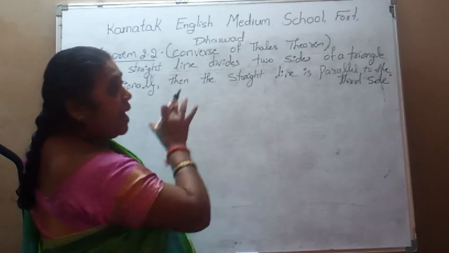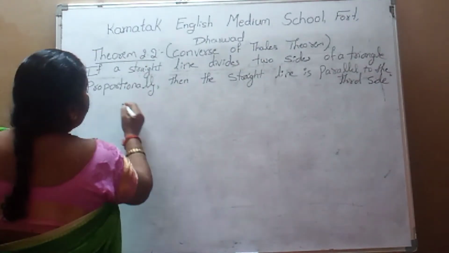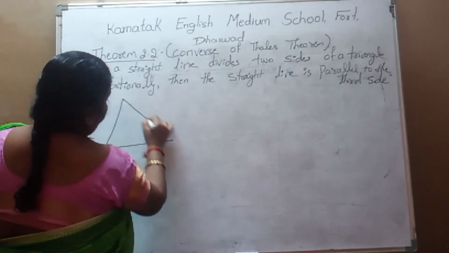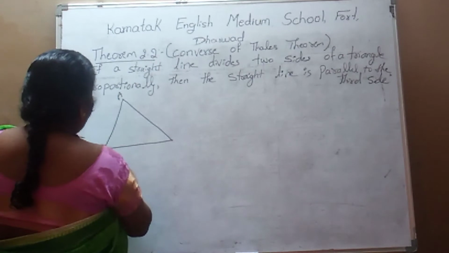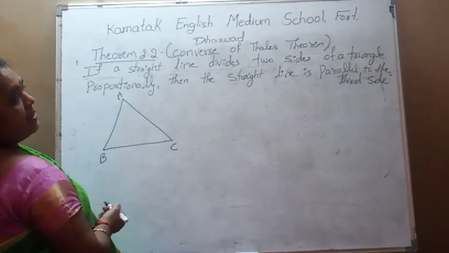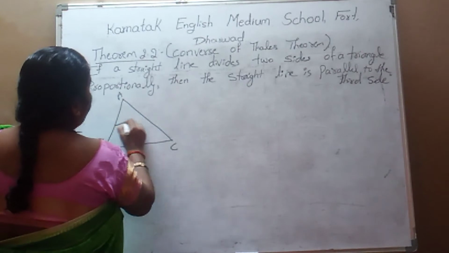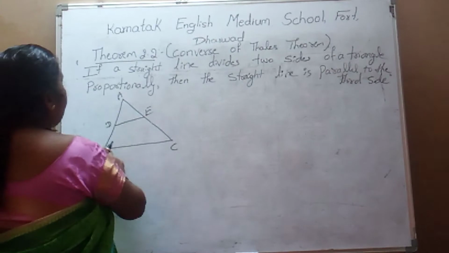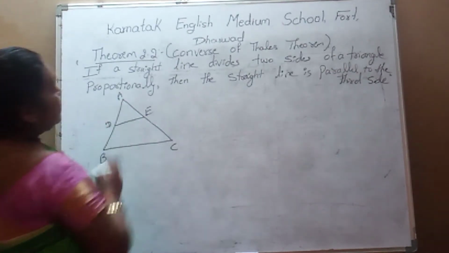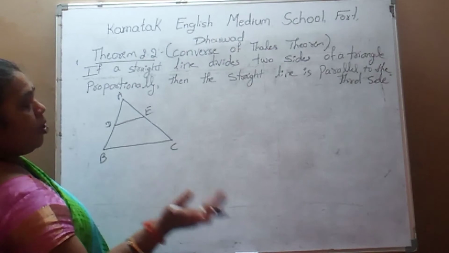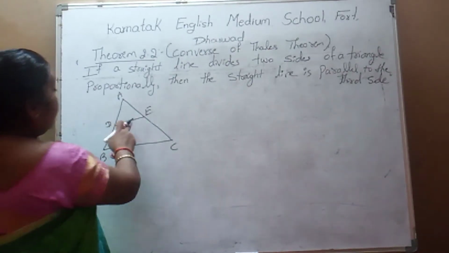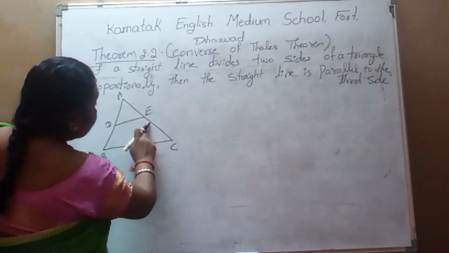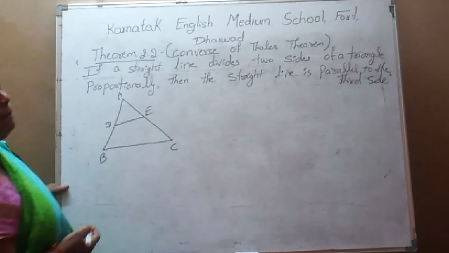You prove that the line is parallel to the third side. Means ABC is a triangle, and a straight line DE divides side AB and side AC in proportion. That is given, you already proved it yesterday. So when it divides in proportion, you have to prove this straight line is parallel to BC.